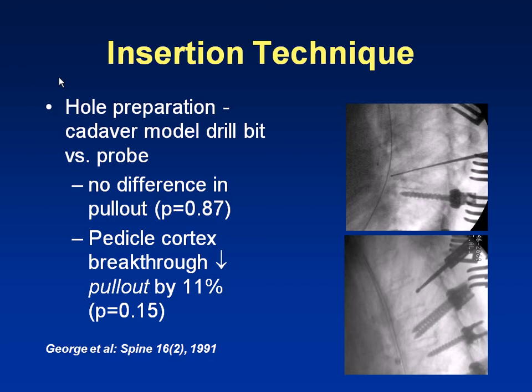I would also like to draw your attention to not using too large a screw diameter. We know that in the osteoporotic spine we should use as large a diameter as possible, but we should not use a larger diameter than the pedicle diameter, because if you break the pedicle, then we will have almost no or very little pull-out strength.